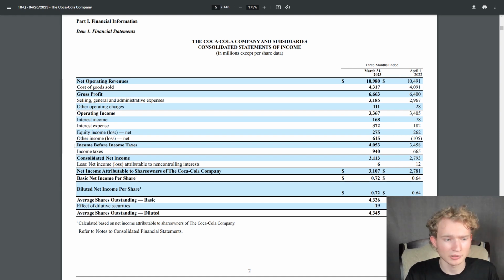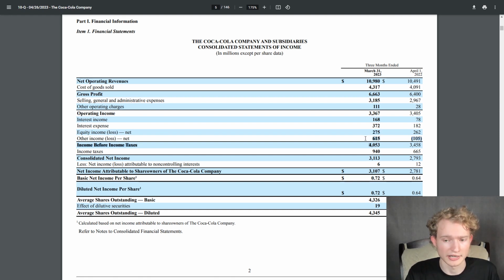Now, the next line down is income before income taxes. And this is another step along our journey down the income statement. This is basically the operating income plus the interest income, subtracting the interest expense, adding the equity income, since this was income, it wasn't a loss. It could have been, but this was income for this quarter.